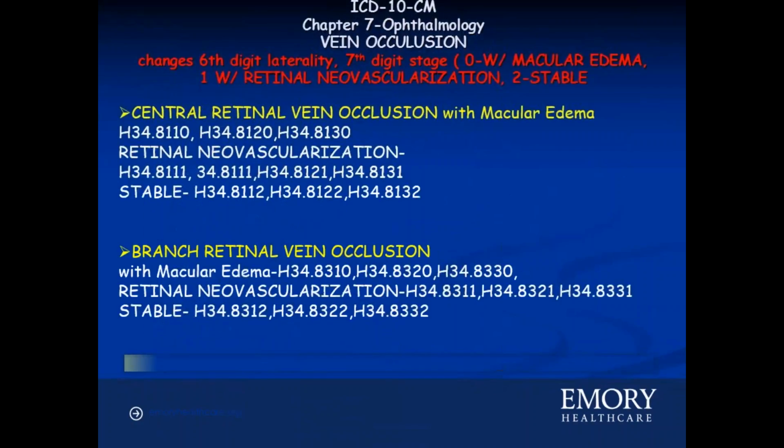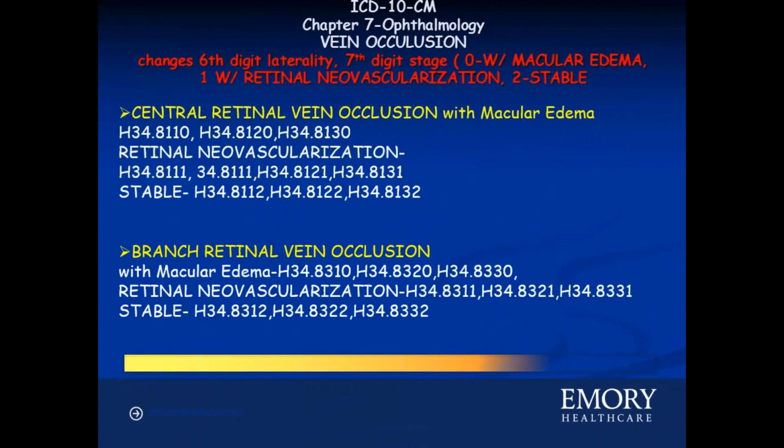Moving on to vein occlusions. The changes are the 6th digit, which is laterality. The 7th digit is the stage. So we have central retinal vein occlusion with macular edema.